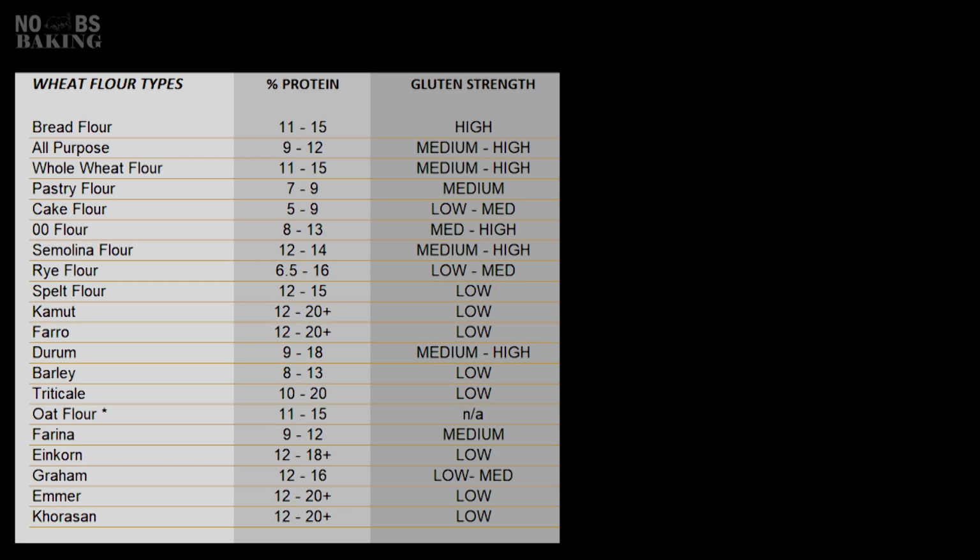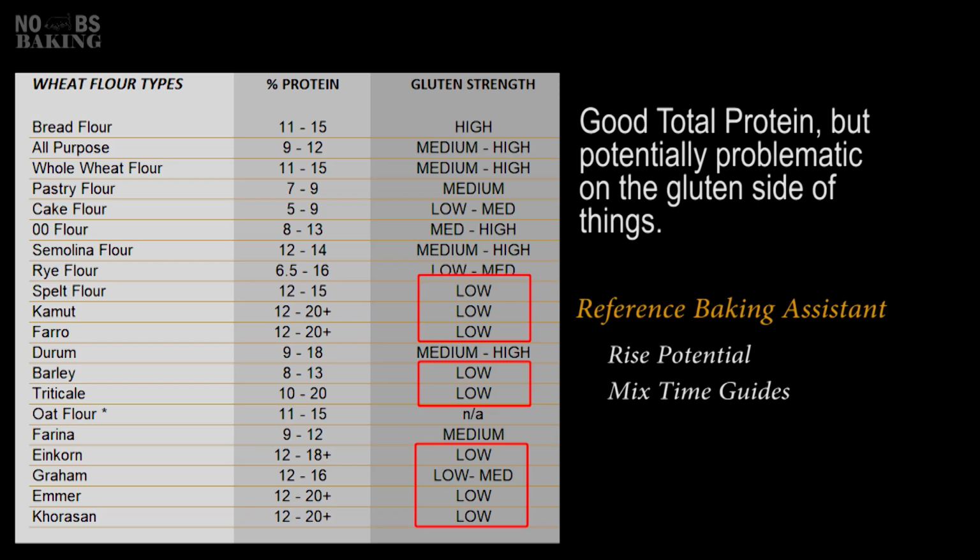When planning to use ancient wheats in your recipe, I recommend the following. Check the protein content to gluten strength guidelines to get a feel for the mix time you should consider and how much rise potential or quality gluten you can expect in the flour.